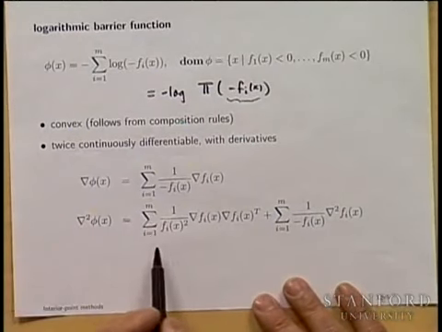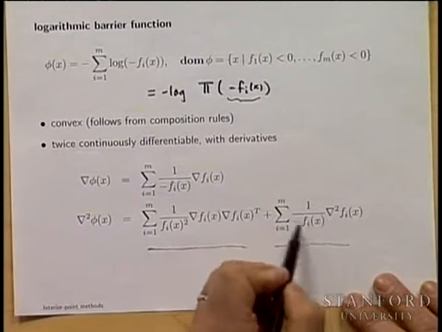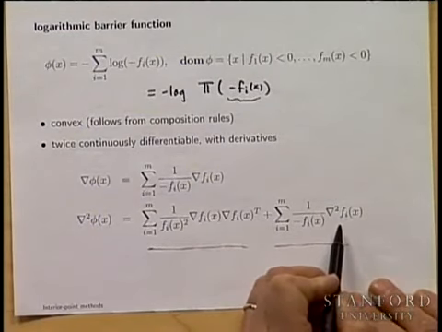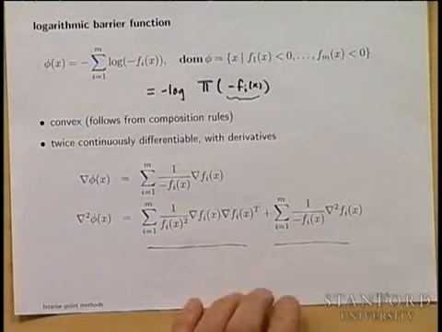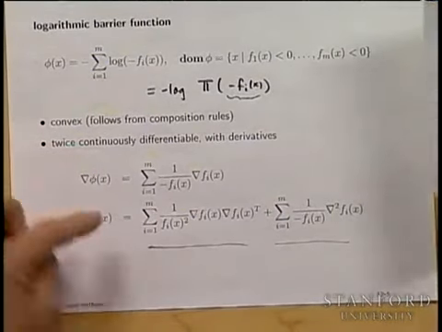It's got these rank 1 terms here, and then it's got these things with a scaled version of the Hessians of the individual functions. Okay, so that's the gradient and Hessian. We'll come back to this. Actually, we'll need the gradient very soon.